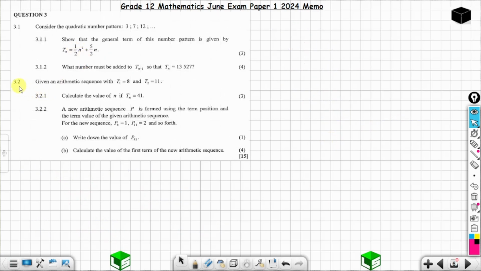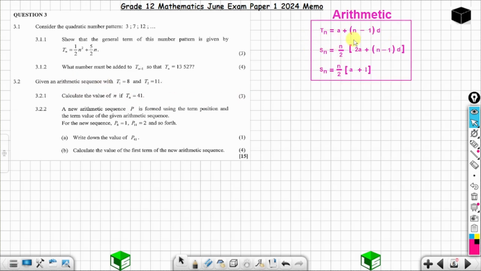Now 3.2, given an arithmetic sequence with t1 equal to 8 and t2 equals 11. 3.2.1, calculate the value of n if tn is equal to 41. 3 marks. This question is about arithmetic sequence, so you have to be thinking about this formula. So you have to use this formula.